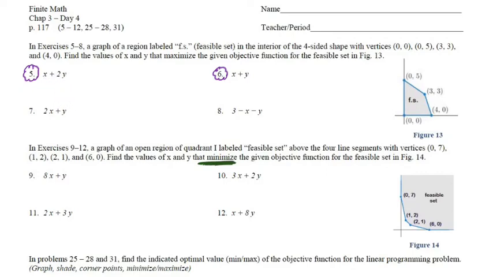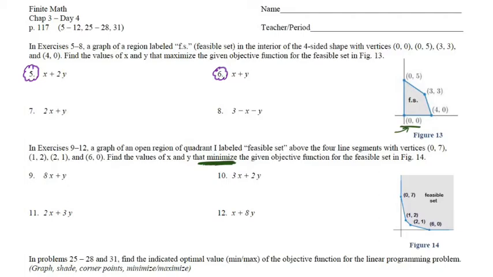So which one of these points maximizes this objective function? We need to start by plugging these points in. Right away, I think one that's not going to be the maximum is 0, 0, right? If you plug a 0 in for x and a 0 in for y, you just get 0. So we need to plug in each one to figure out which one gives us our maximum.